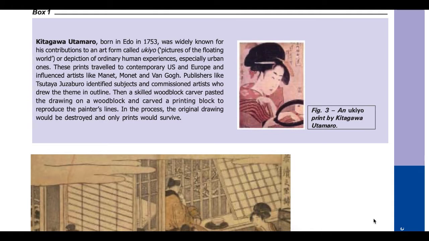Publishers like Sutaya Juzaburo identified subjects and commissioned artists who drew the theme in outline. Then a skilled woodblock carver pasted the drawing on the woodblock and carved a printing block to reproduce the painter's lines. In the process, the original drawing would be destroyed and only prints would survive.